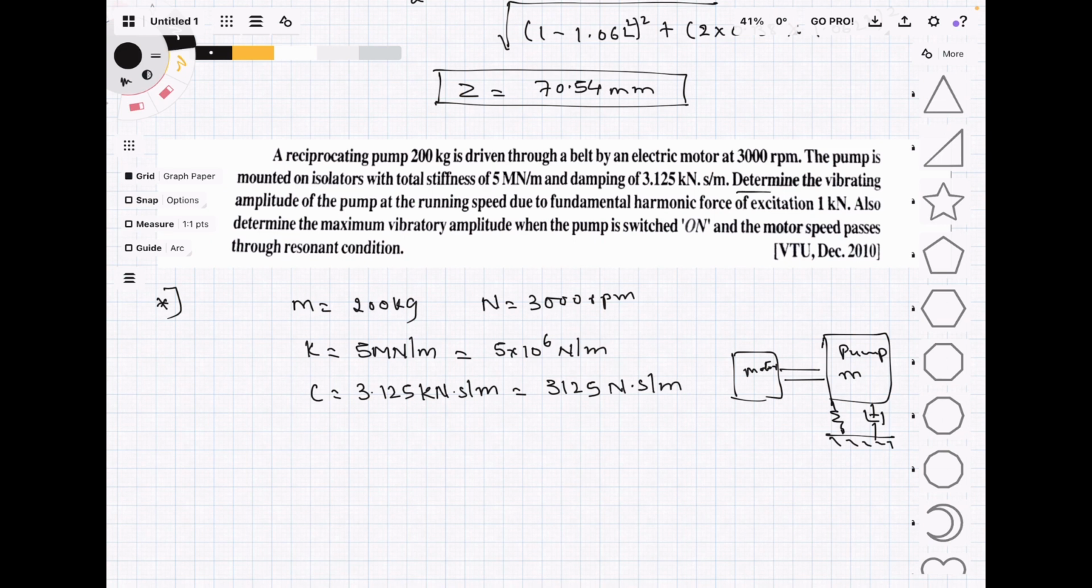What they have asked is to determine the vibrating amplitude of the pump at the running speed due to a fundamental harmonic force of 1 kilonewton. So they have given F naught, which is 1 kilonewton, or you can write it as 1000 Newton. Also they have asked to determine the maximum vibrating amplitude when the pump is switched on and the motor speed passes through the resonant condition. So when resonance happens, what will be the amplitude, and without resonance, what will be the amplitude?